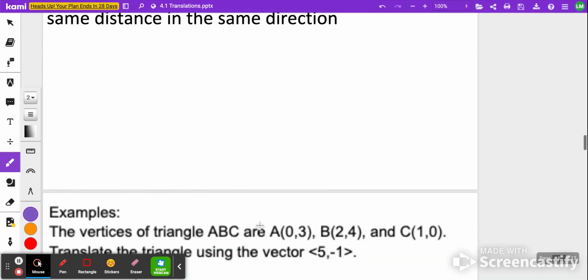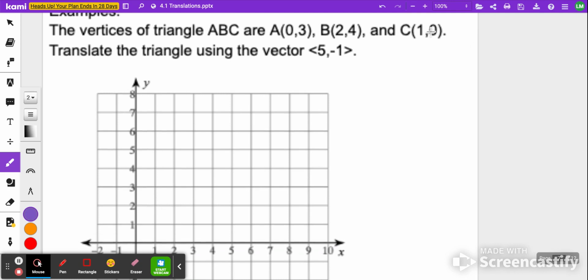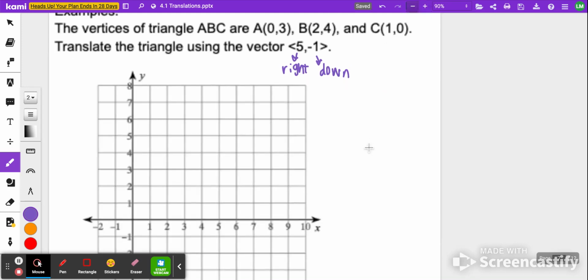All right. Going forward, it says the vertices of triangle ABC are A (0, 3), B (2, 4), and C (1, 0). Translate the triangle using the vector <5, -1>. So first we understand that 5 is going to the right and -1 means to go down. The main thing we would want to do here is probably write our pre-image first. The pre-image meaning that's the original figure. So let's do that first.